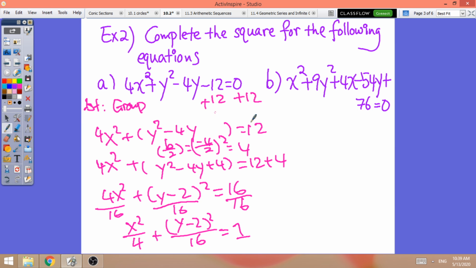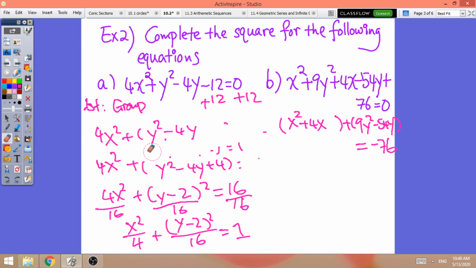Okay, so now let's try another one. Okay, so this one again, regroup them. So what we got here is x squared plus 4x, and then 9y squared minus 54y, so that equals negative 76. Okay, so regroup them first. Okay, let me just erase this part here, the one that I did earlier. Again, just want to get more space.